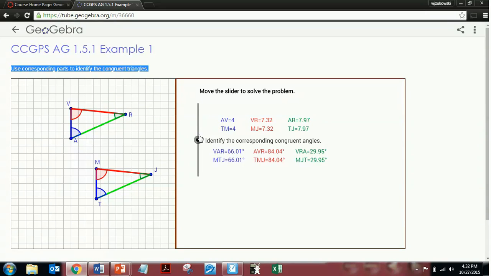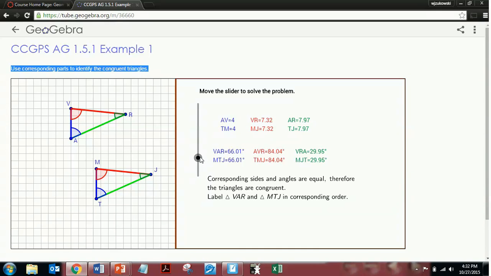Catchphrase. All right, next part. The angles, same story. So the red angles, the blue angles, the green angles, they are all going to be congruent to each other.